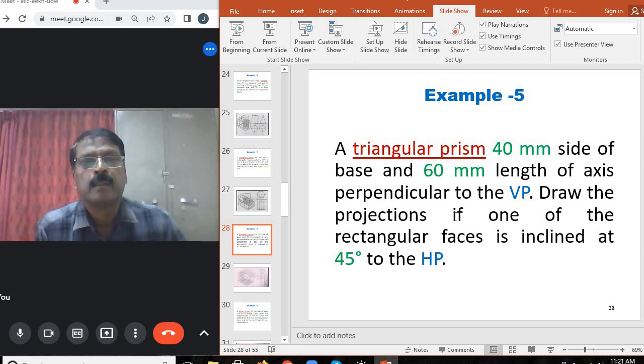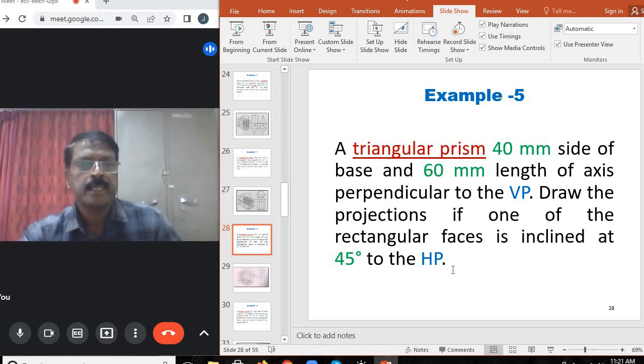Another example, a triangular prism, 40 mm side of base and 60 mm length of axis perpendicular to the VP. Draw the projections if one of the rectangular faces is inclined at 45 degrees to the HP.